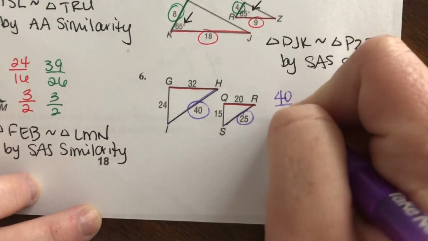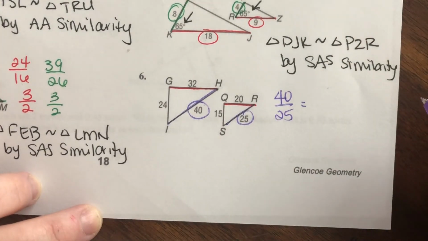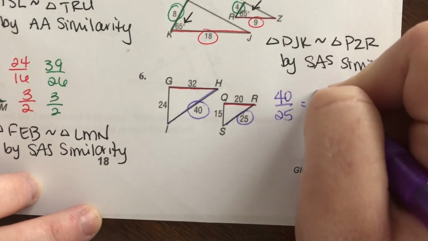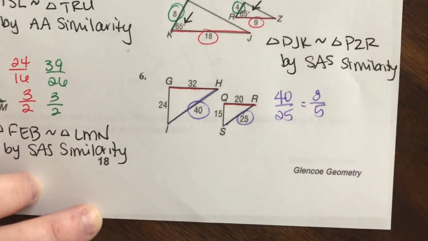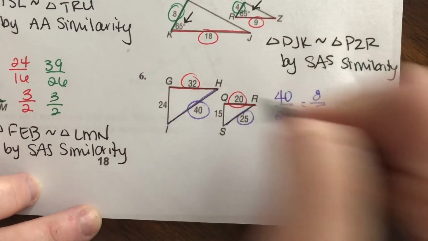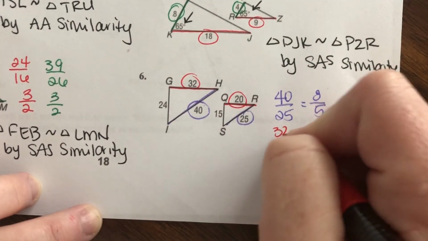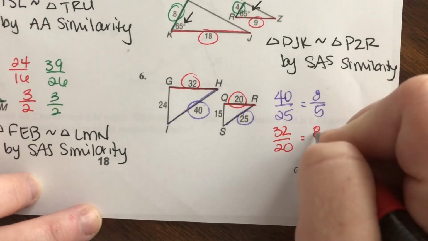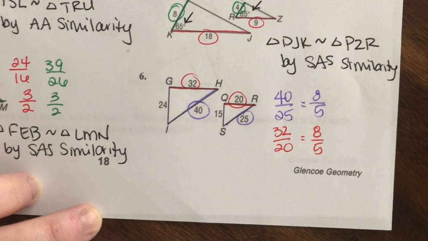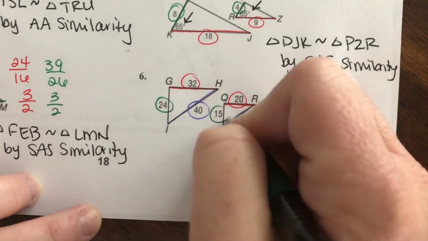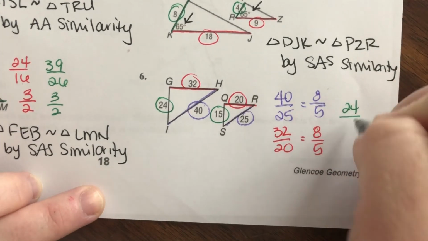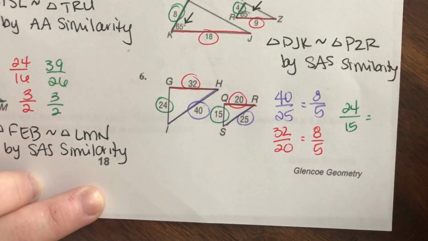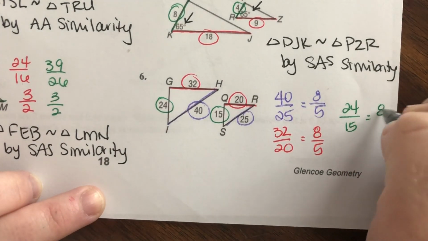40 over 25. If I simplify that, I can divide the top and the bottom by 5, so that's 8 over 5. Then the next biggest one is 32 and 20. I can divide both of those by 4, and that's also 8 over 5. And finally, in green, I got the smallest side, 24 over 15. I can divide both of those by 3, and that gives me 8 over 5.